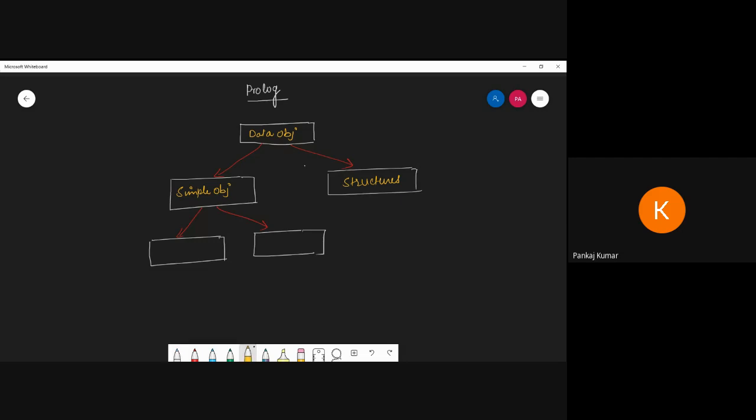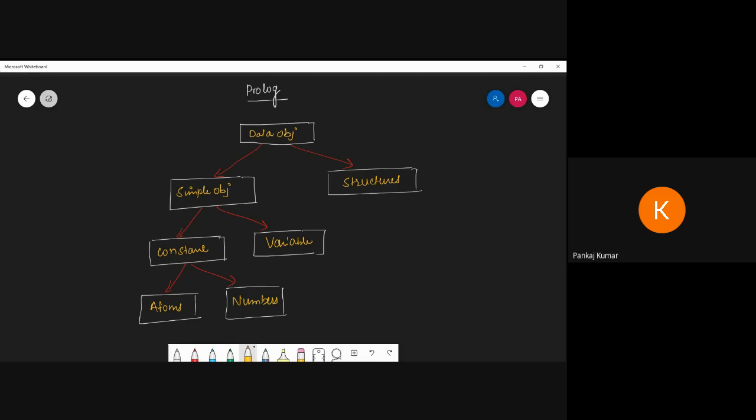Okay, so I'm going to write a constant, and this part is a variable. And the last division, for the constant, we can say that this is the atom, and this part we can divide as numbers. So this will be your atom, this will be the number. Okay, so this way we have to divide all the things.